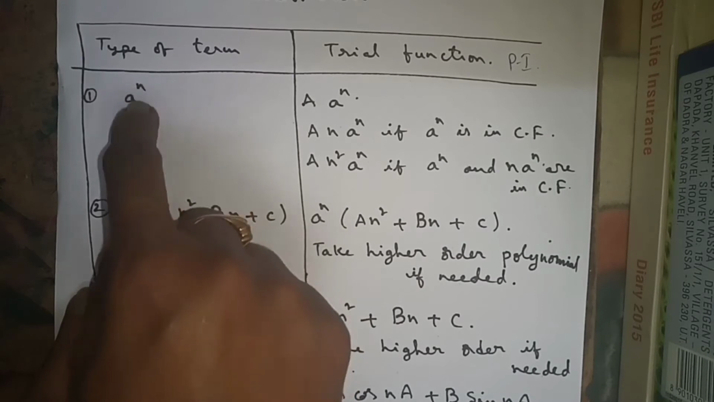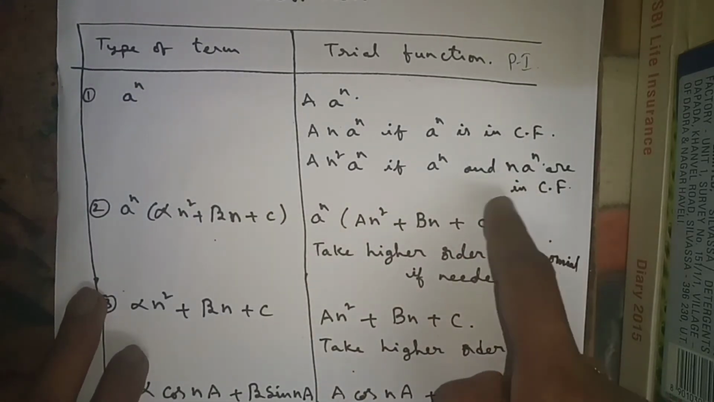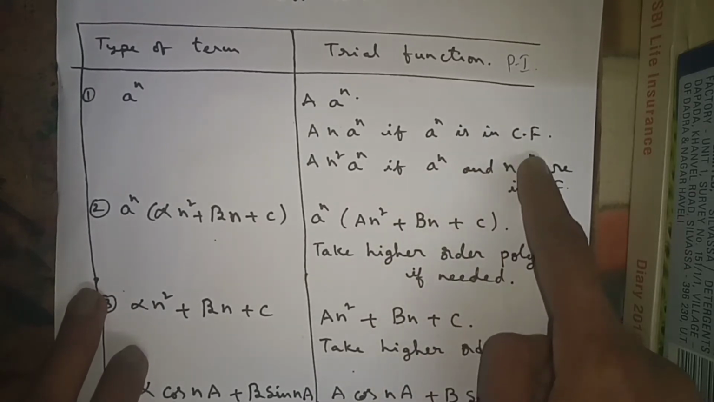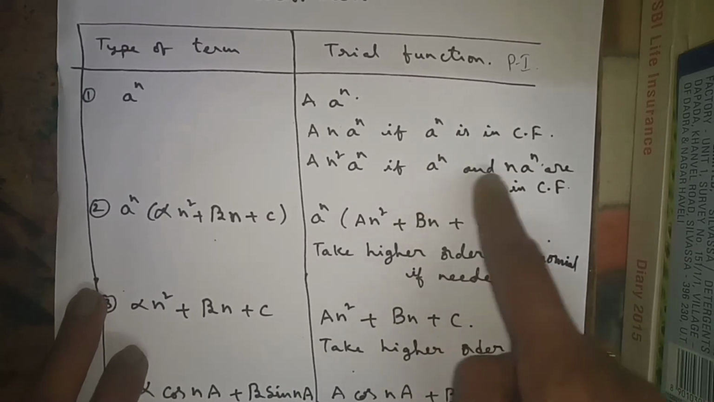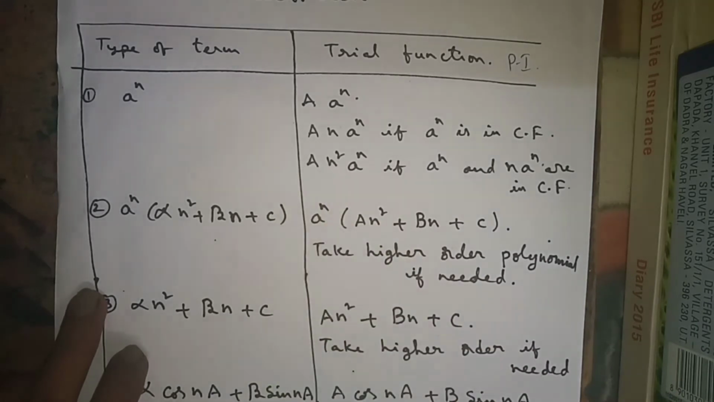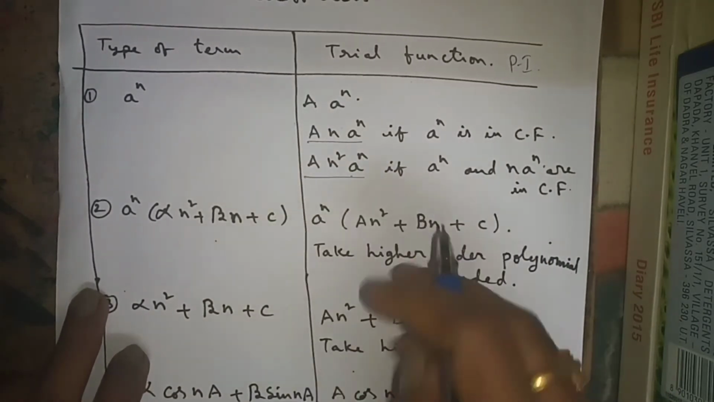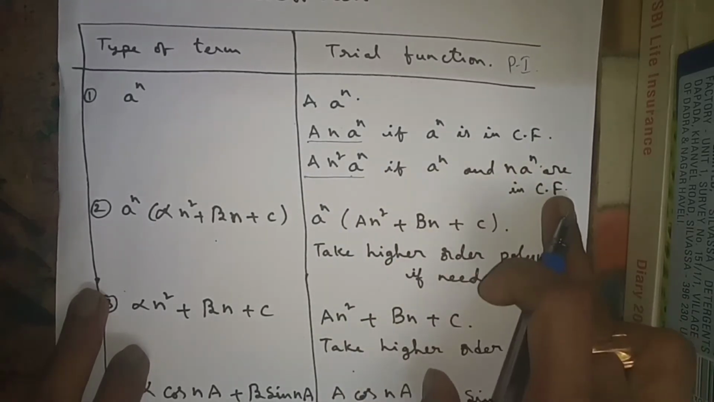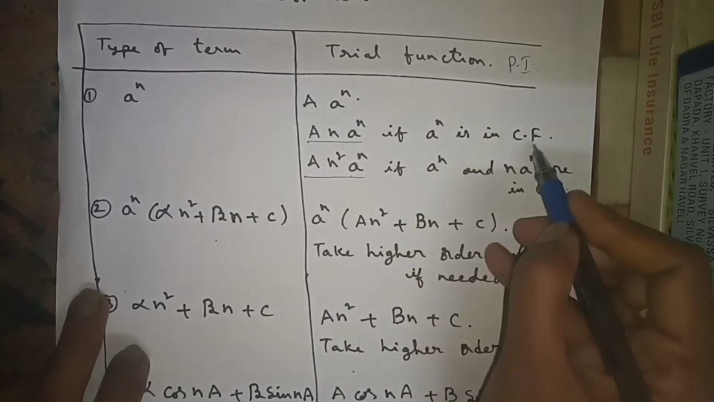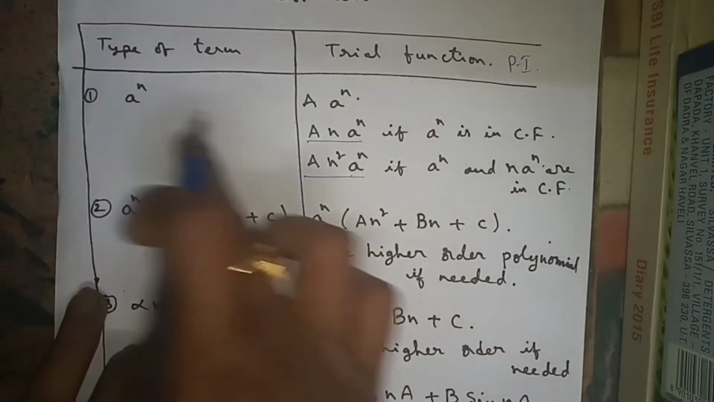Now, if a to the power of n is the RHS, as well as the CF (complementary function) contains a^n and n a^n, then n a^n will become the particular integral. If these two terms are contained in the CF, then this will become the particular integral. This is about the first one.